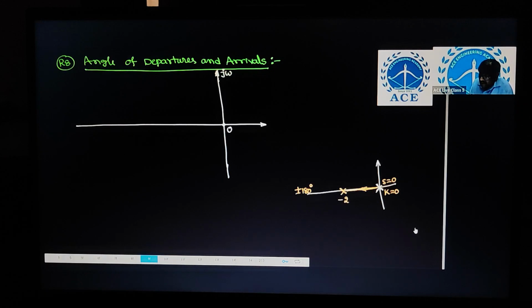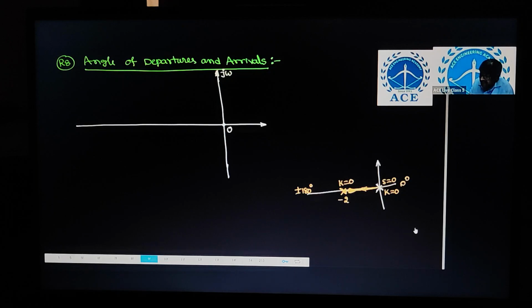So what happened? Here the root locus branch exists, here K equals 0. What is the angle of departure of the pole at minus 2? Anybody? It is 0. Yes, this side it is moving, so 0. Yes or no?